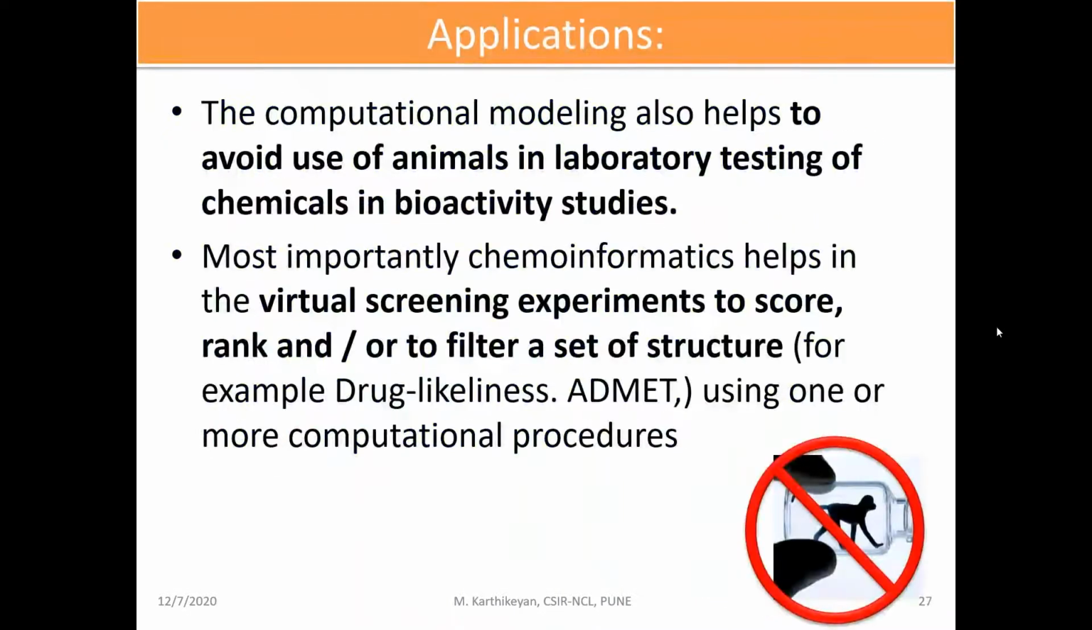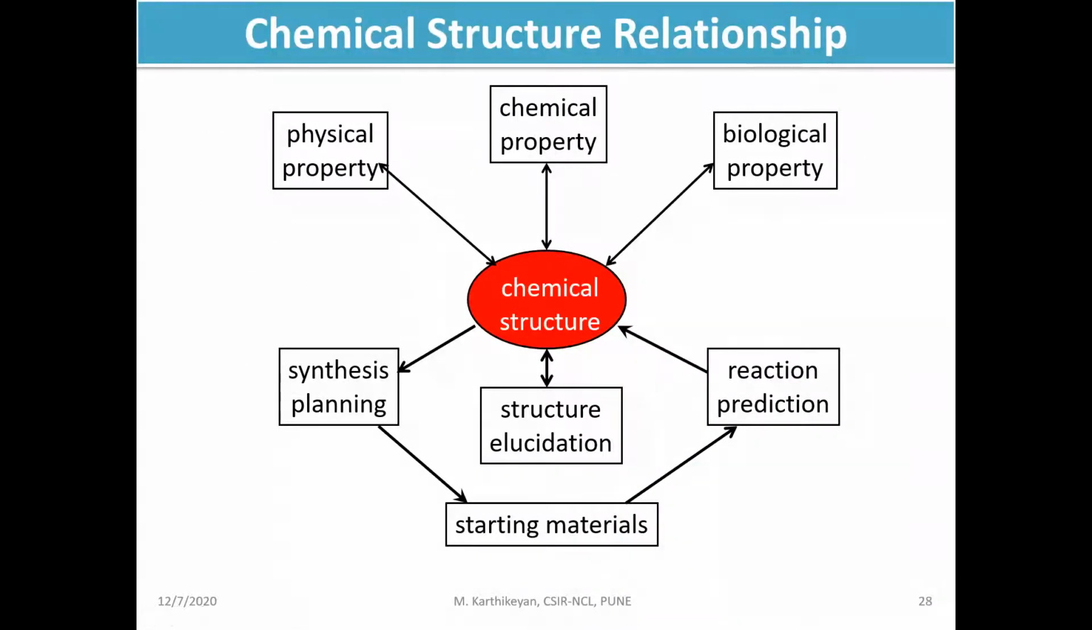Okay. Computational modeling helps to avoid animal experiments. Most importantly, cheminformatics helps virtual screening experiments to score and rank the molecules and filter the set of compounds. And he also mentioned that ADMET properties should be predicted. Now, due to animal rights, animal cruelty should not be done, so computers are used to predict animal toxicity models from learning. Okay. So now I'm going to give a brief outline about what a chemical structure is.